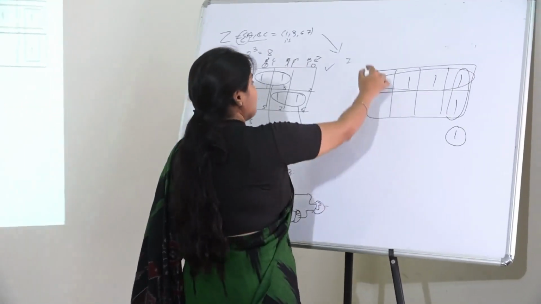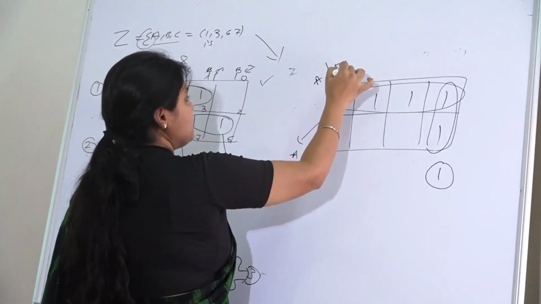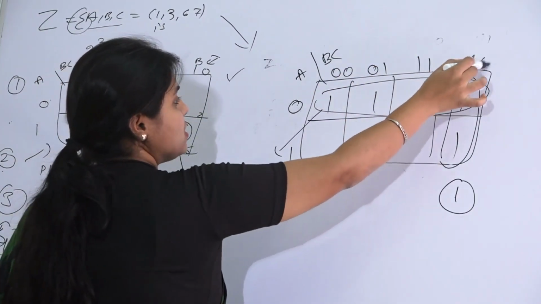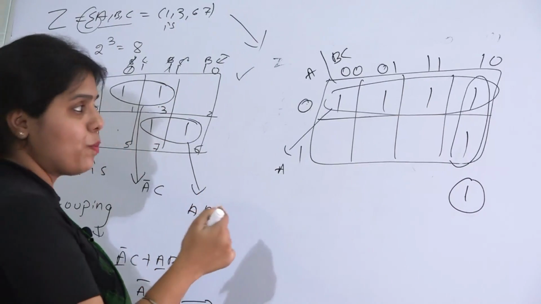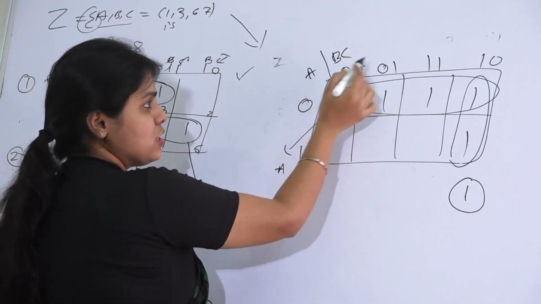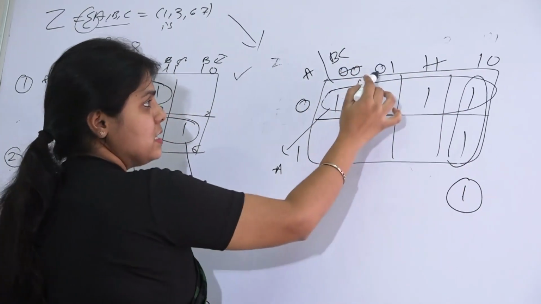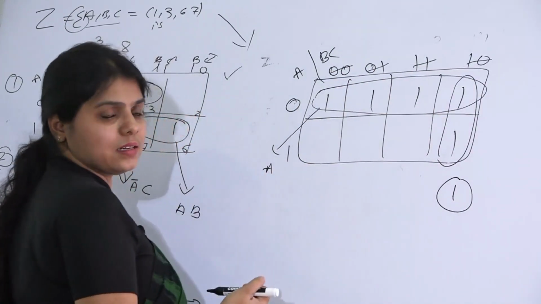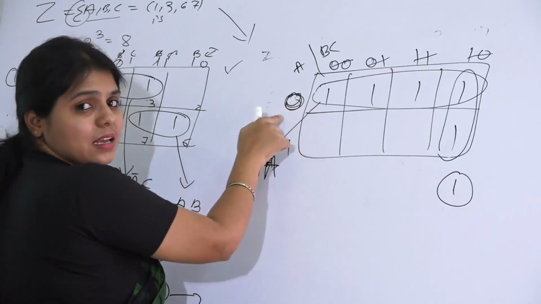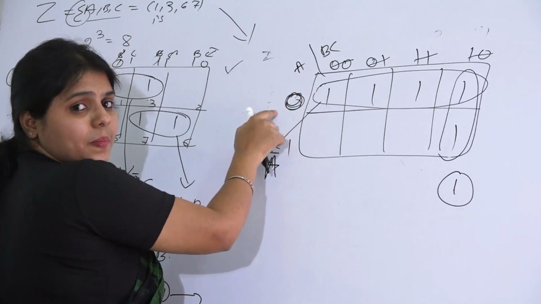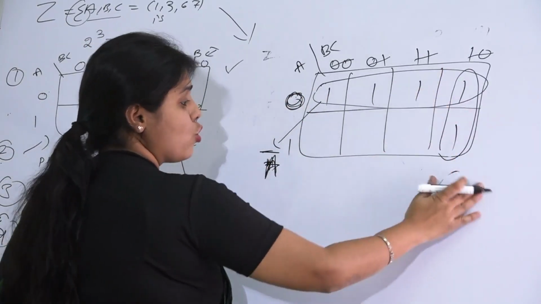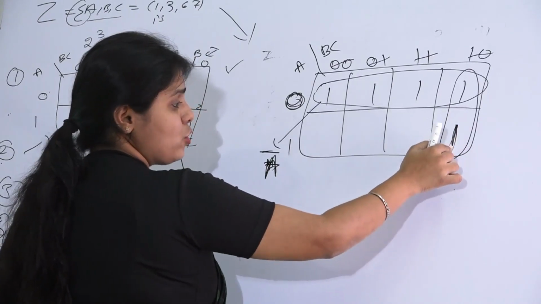Now if I take this, it will be A, B, C, 0, 1, 0, 0, 0, 1, 1, 1, 1, 0, right? Now when I do this particular grouping, look at this. What would be the output of this particular grouping? This 0, 0, 1, 1 gets cancelled. This 0, 1 and 1, 0 gets cancelled. I will be left with only one term, which is A bar.